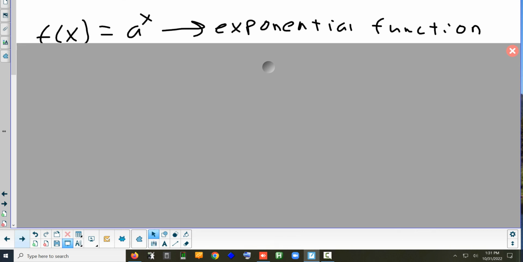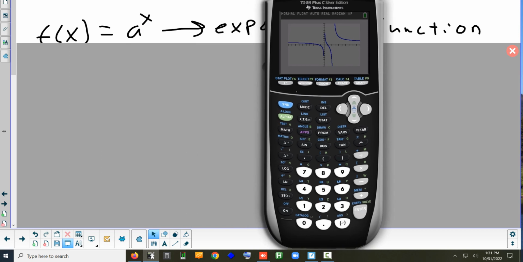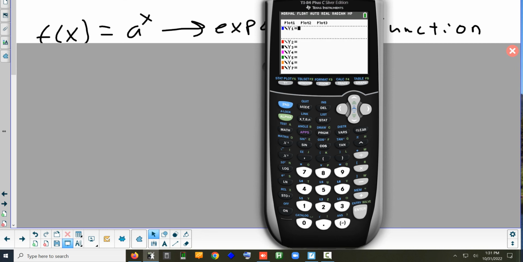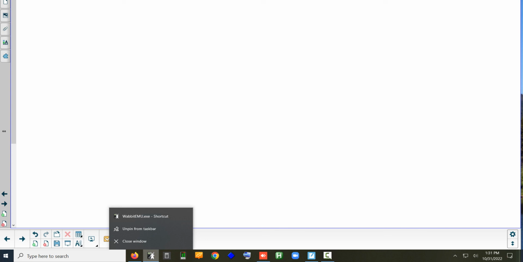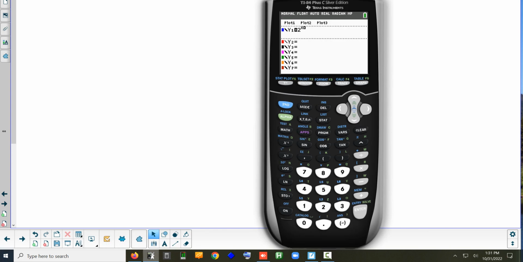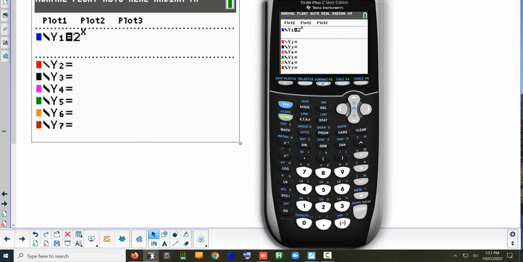Let's graph an example. I'm going to pick a base. I'm going to let my base be 2, so I'm going to graph y equals 2 to the x. To type in an exponential, it's pretty straightforward. You just need to use the caret above the division sign. That'll give you your exponent. Put your variable in. And when you type it in, it should look just like that. Okay, let's graph.